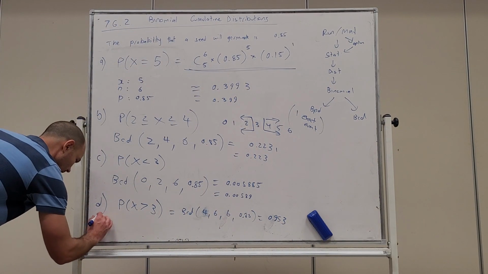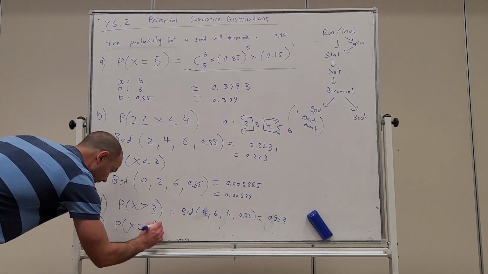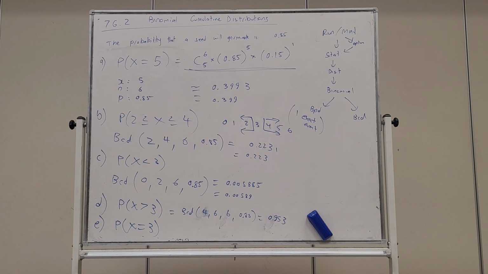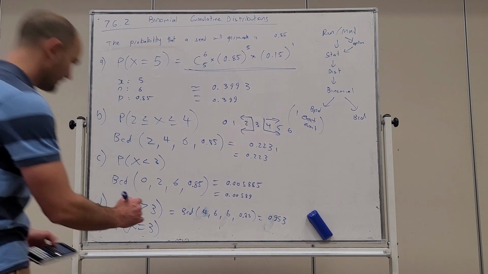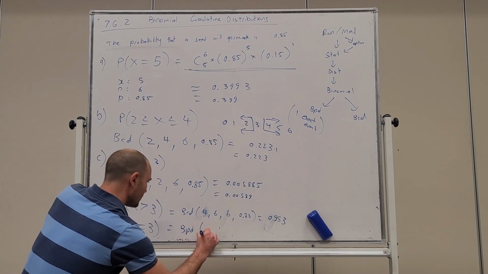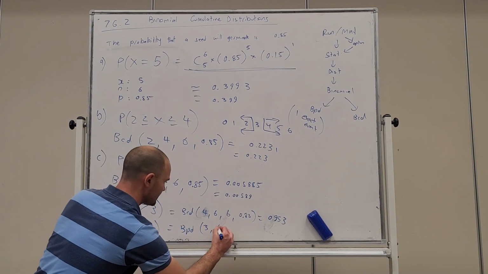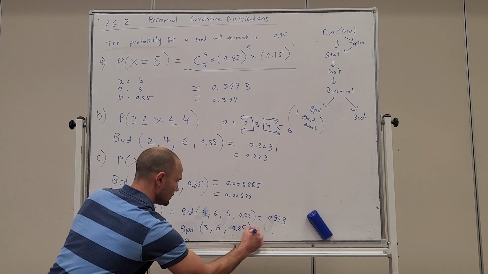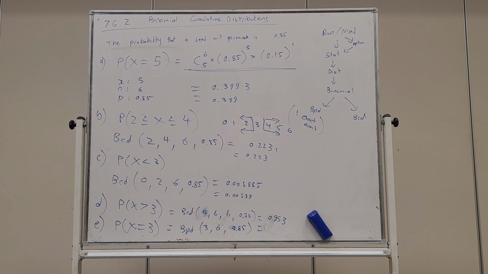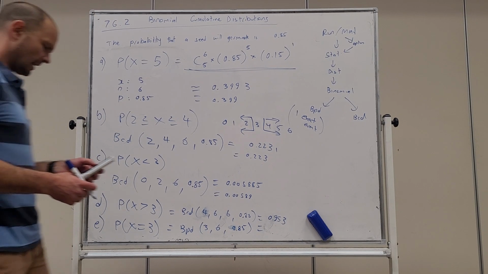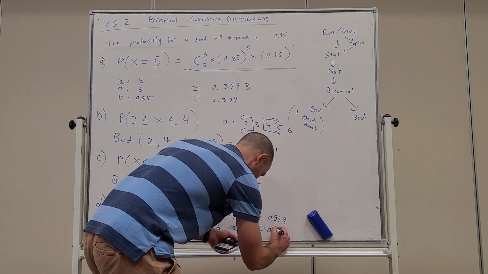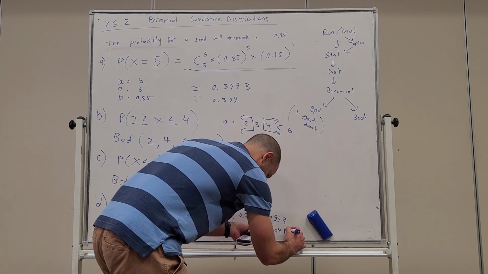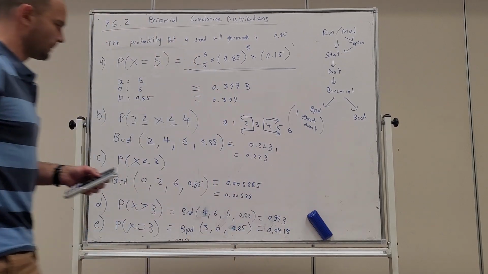And then the last one, how about exactly 3? When it asks for one exact outcome, that's BPD. So we're going BPD. We have 3 successes, 6 trials, and the probability of success is 0.85. Three, 6, 0.85, and I've got 0.0414. I'm going to round it straight away here just because I've got limited space.